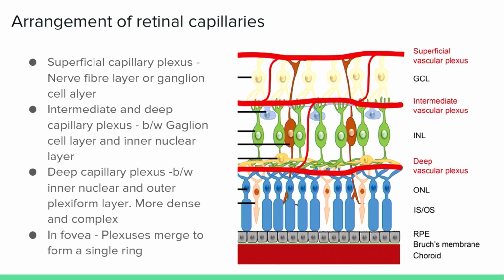Arrangement of retinal capillaries. Retinal capillaries are arranged in 3 layers: superficial vascular layer, intermediate vascular plexus, and deep vascular plexus. Superficial capillary plexus is present between the nerve fiber layer and the ganglion cell layer. Intermediate and deep capillary plexus is present between the ganglion cell layer and the inner nuclear layer. Deep is present between inner nuclear and the outer plexiform layer. Deep layer is also more dense and complex. In fovea, all 3 plexuses merge to combine and form a single ring.